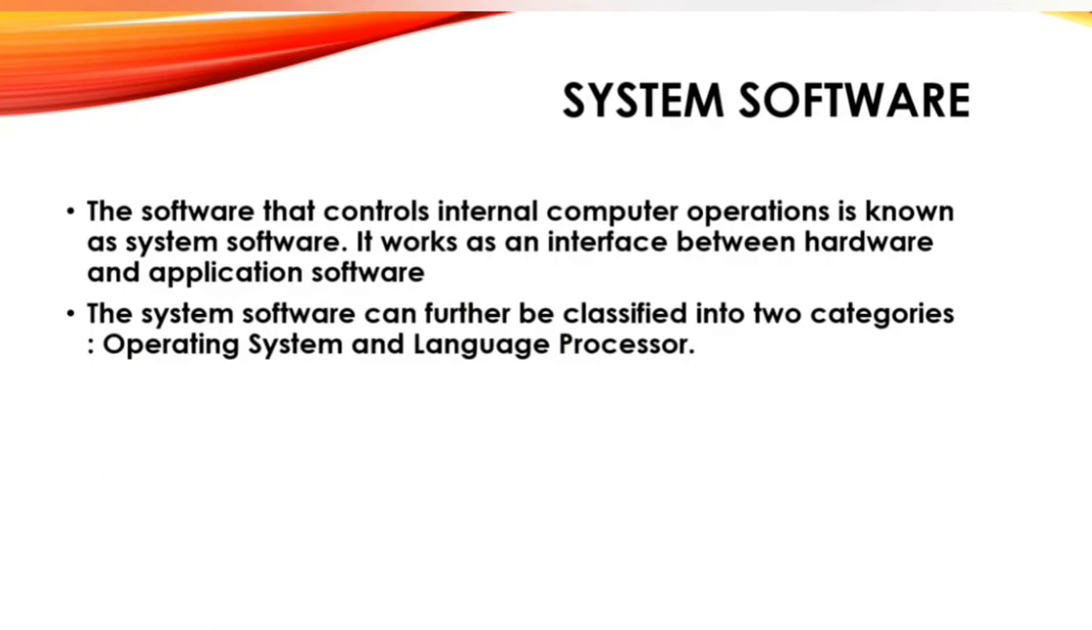So the next slide is system software. Software that controls internal computer operation is known as system software. It works as an interface between hardware and application software. That it controls internal computer operation means, while starting, what all is happening, like when you are switching on the system, how your computer starts. So some internal operations will be there.